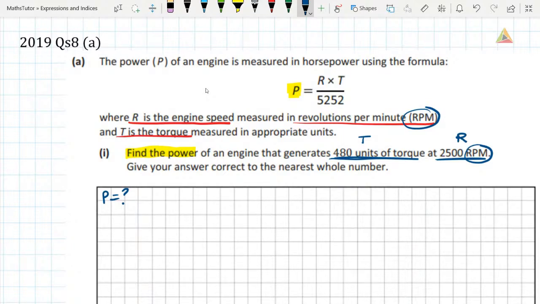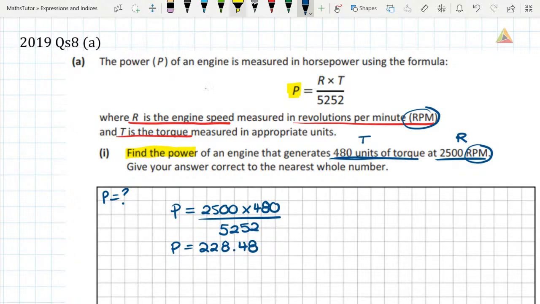So to work out P, I can just use this formula straightforward and sub in. So P is going to be equal to R, which is 2,500, times T, which is 480, divided by 5,252. And that's going to be a straightforward one to put into our calculator. And we get 228.48. And I stop there and I go back and check the question.